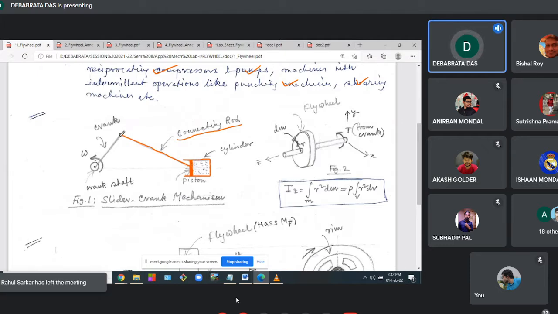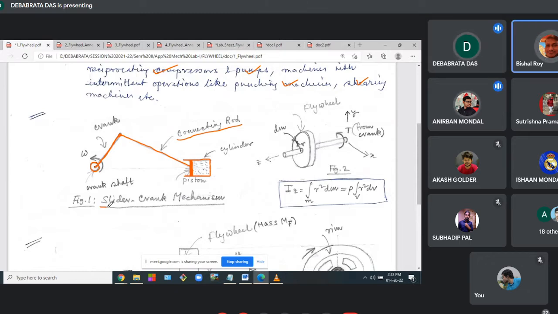Now the other end of the connecting rod is connected to a crank. This is called a crank. And this crank is connected to a shaft. Now, where is the power developed in this mechanism? This mechanism you will learn in kinematics. There is a separate course on kinematics, and there you will learn these mechanisms.